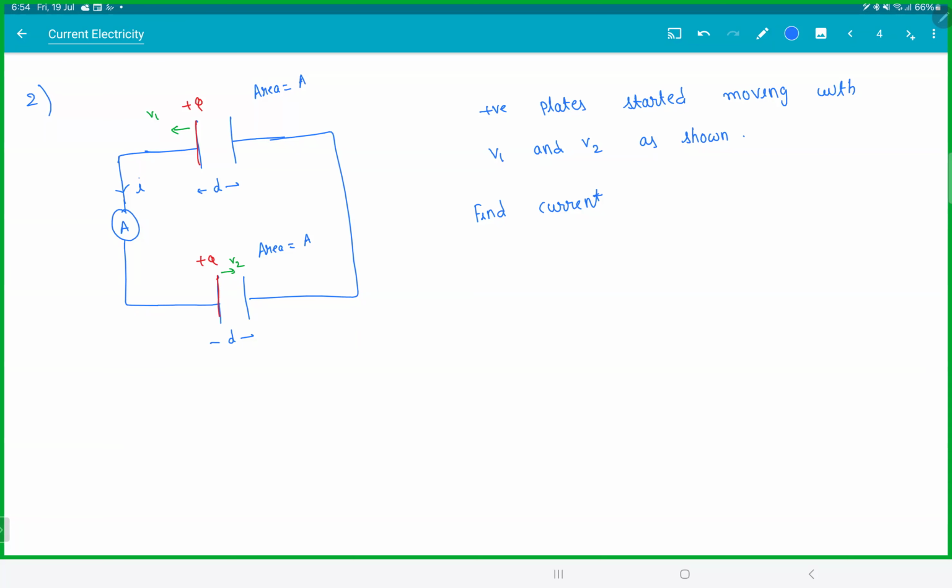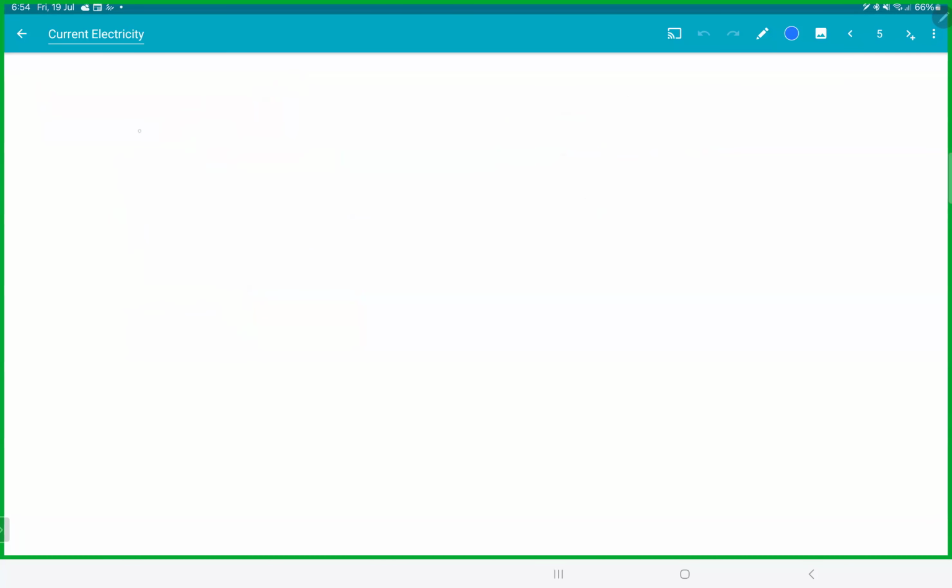See, the main idea here is when the upper capacitor's distance changes, this becomes d plus v1t. So this capacitance C1 is nothing but A epsilon by d plus v1t, because this thing is going away. This is v2, so the distance will be d minus v2t. So this capacitance will be C2, which is A epsilon by d minus v2t.